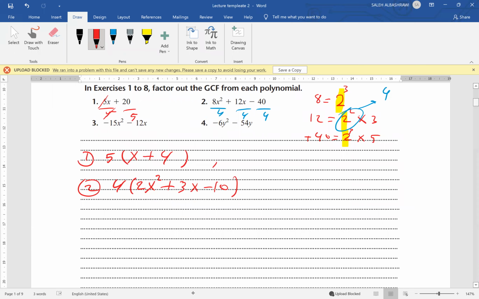For question number 3, I have minus 15x squared minus 12x. Again, minus 15 can be written as minus 3 times 5. Minus 12 can be written as minus 2 to the power 2 multiplied by 3. So we can see 3 is common.